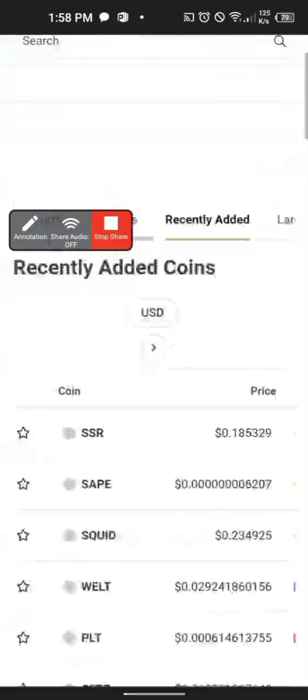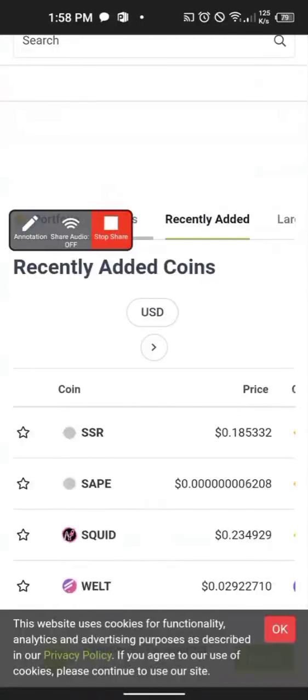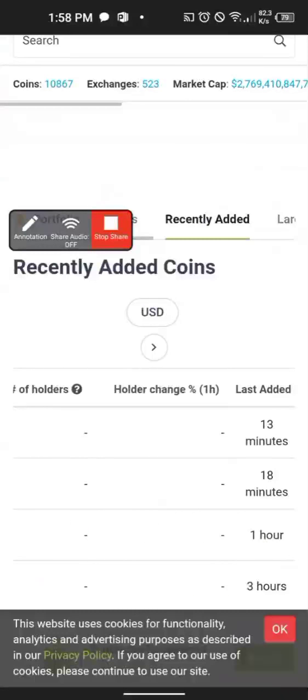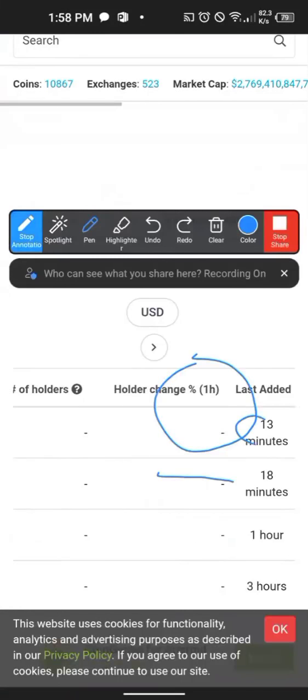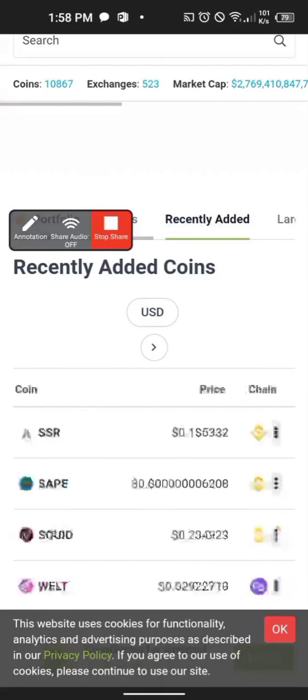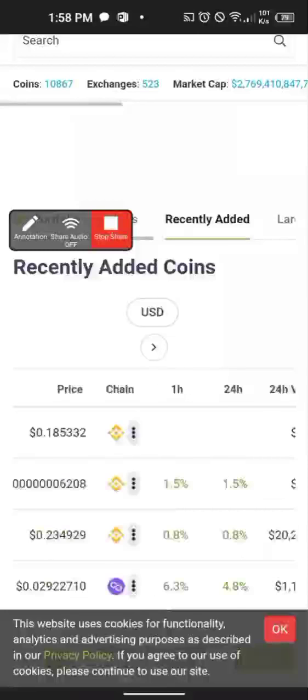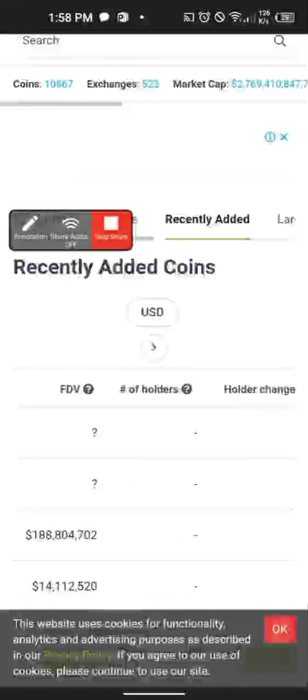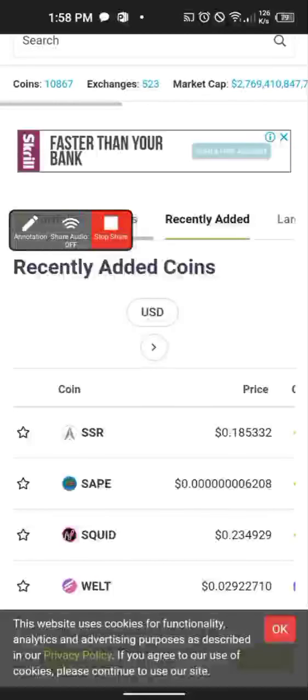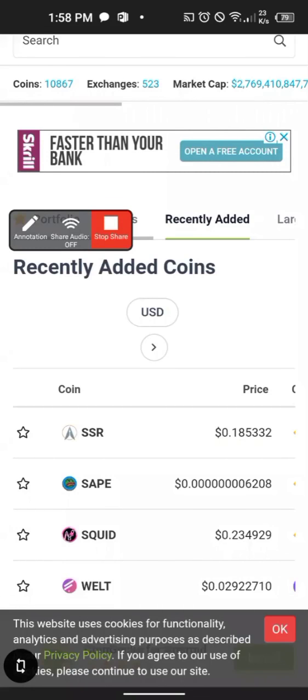So for example, this is SSRO. This is a coin that was listed about 13 minutes ago. The second one is SAPE, 18 minutes ago. This one is Squid, listed 1 hour ago. So you can easily come here, click on any of these coins, read about the project, know what they are doing, and if it makes sense to you, you can start researching them, buy them and hold. So even before these coins get listed on KuCoin, on Binance and the rest, you already have them.